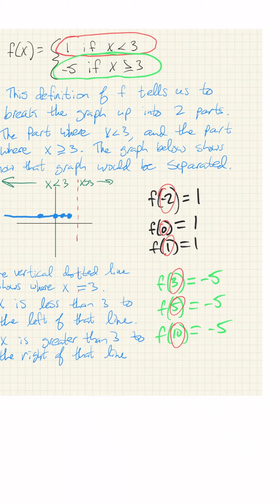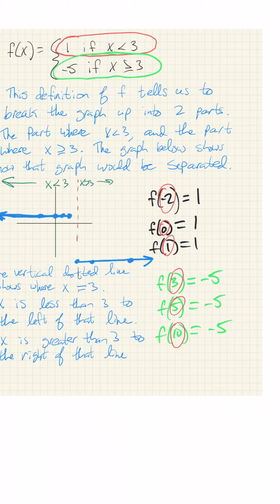So this part of the graph would just be this constant horizontal line that goes off to the left like this. And then it would be similar on the other side, except that the function values are all equal to negative 5. So when x is 3, y is negative 5. When x is 5, y is negative 5. When x is 10, y is negative 5. So the rest of the graph then would look like this.